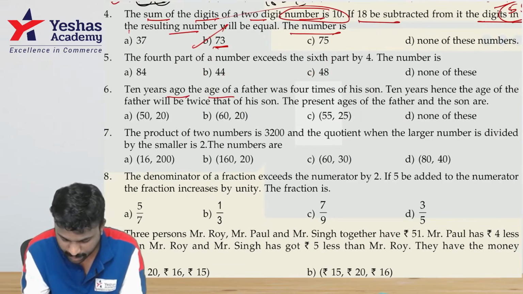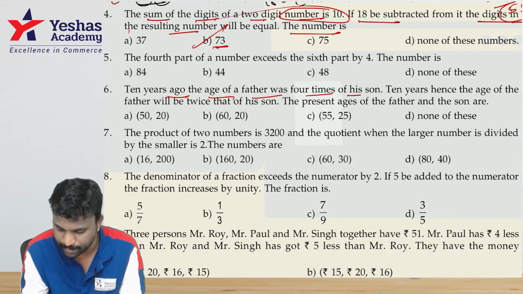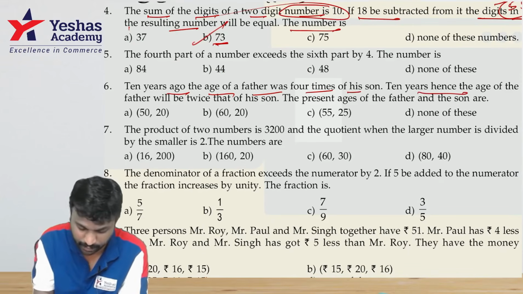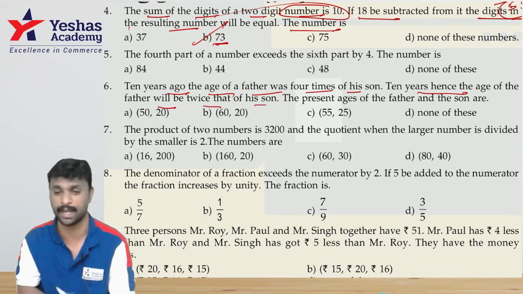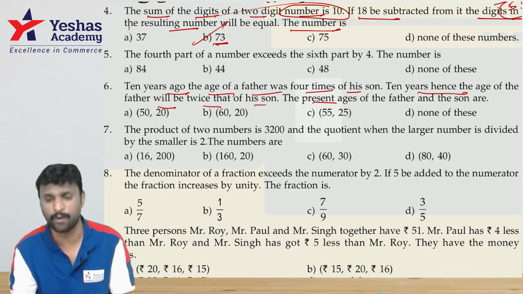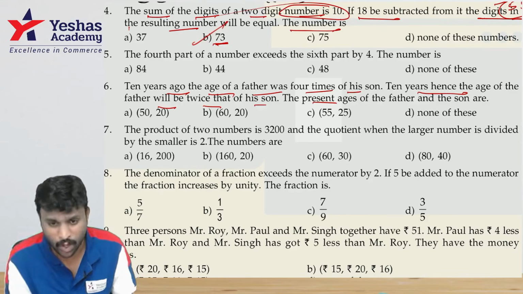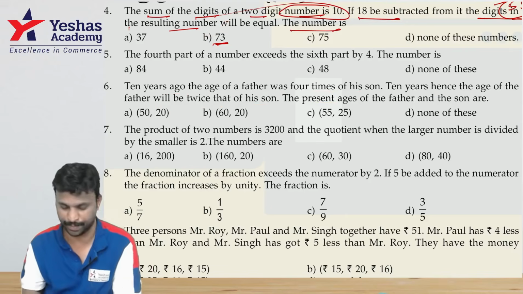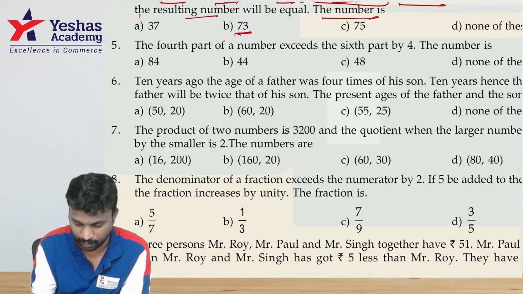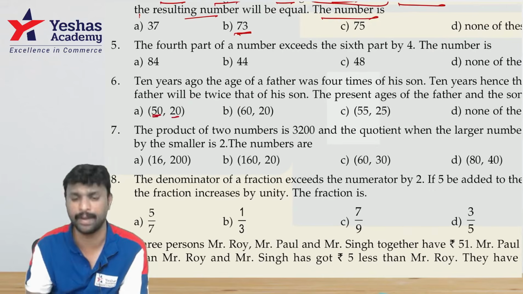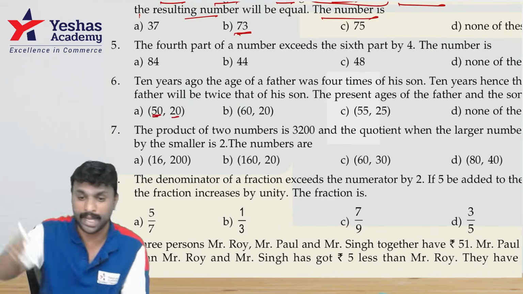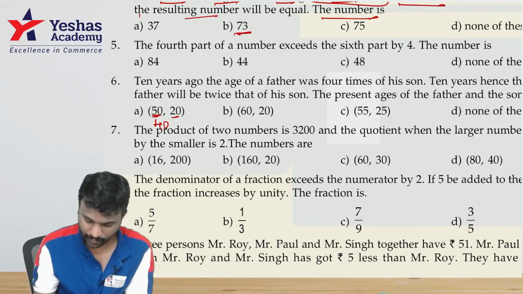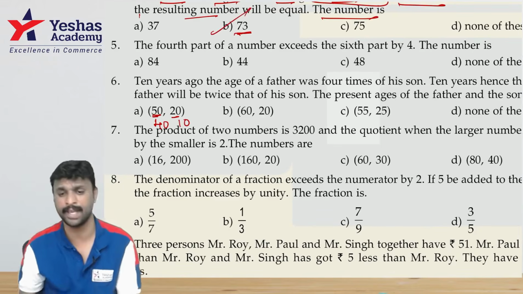10 years ago, the age of the father was 4 times that of his son. 10 years hence, the age of the father will be twice that of his son. They're asking the present age of the father and the son. Where are they? They're in the options. Guys, if I assume the first option as the right answer, father's present age is 50, son's present age is 20. 10 years ago, what would be father's age? Minus 10, 40. 20 minus 10 is 10. So son's age is 10.